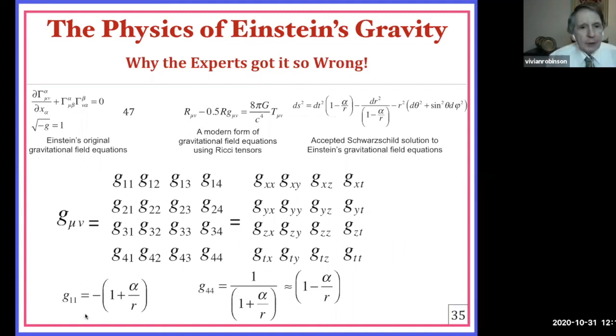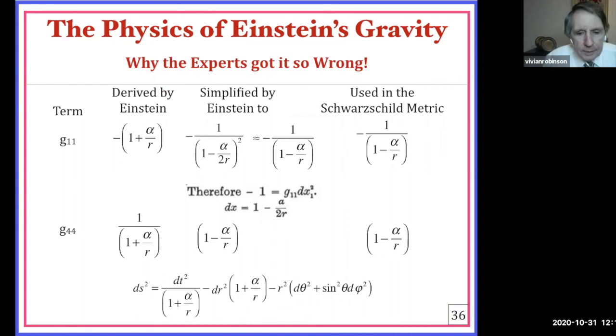Einstein derived G11 equals -1 plus alpha over r. From that, he derived G44 equals 1 over 1 plus alpha over r. I mean, it has to be because G11 and G44 are the negative inverse of each other. But in his paper, he expressed that to a first approximation, G44 equals 1 minus alpha over r. When alpha over r is about 10 to the minus 8, that is a very valid approximation.